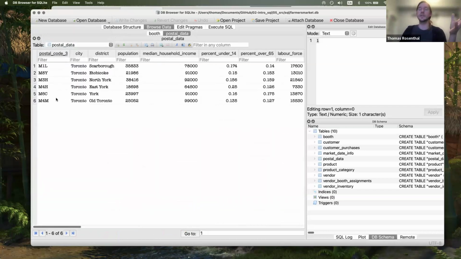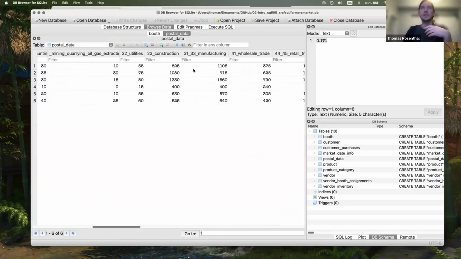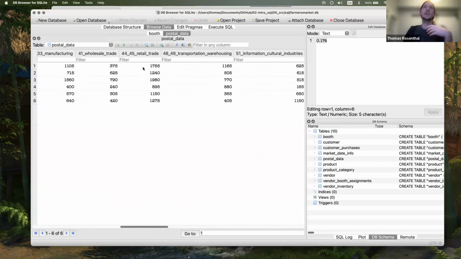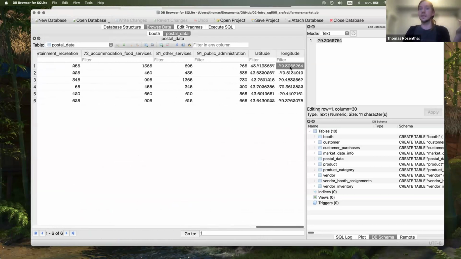If we look at the postal codes, they're totally independent of the rest of the farmer's market. They're about the postal code. So M1L, it's in Scarborough. It has 35,000 people. Its median household income is 78K. Here's a million other variables I put in here from StatsCan, the number of people in retail and trade. Here's its latitude and its longitude, right?